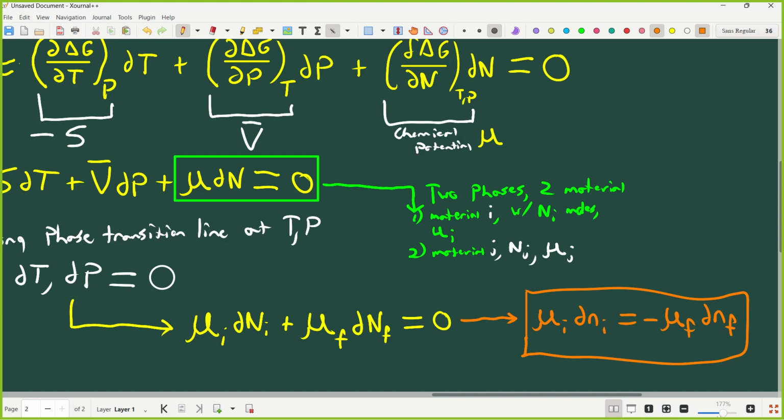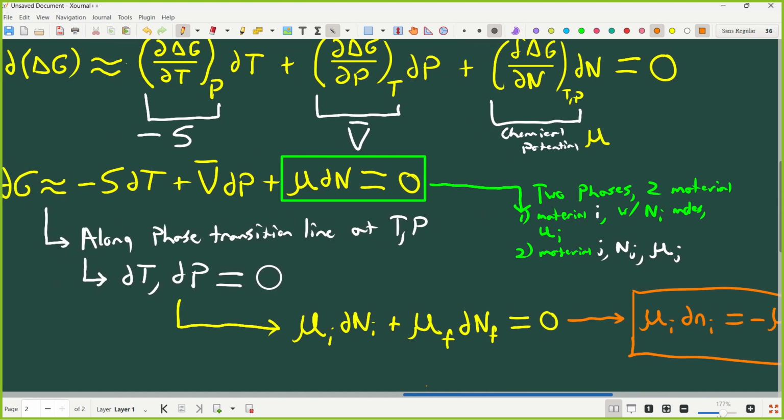All right, so let me explain what this means. I've gone through a bunch of math, and let me talk about what this equation tells us. So let's look at the units of this chemical potential. The left-hand side of the equation is delta G, so the whole thing should have units of energy. N has units of moles, right? So the chemical potential times the number of moles should have units of energy. And the only way for that to be is that chemical potential has units of energy. Chemical potential is an energy.